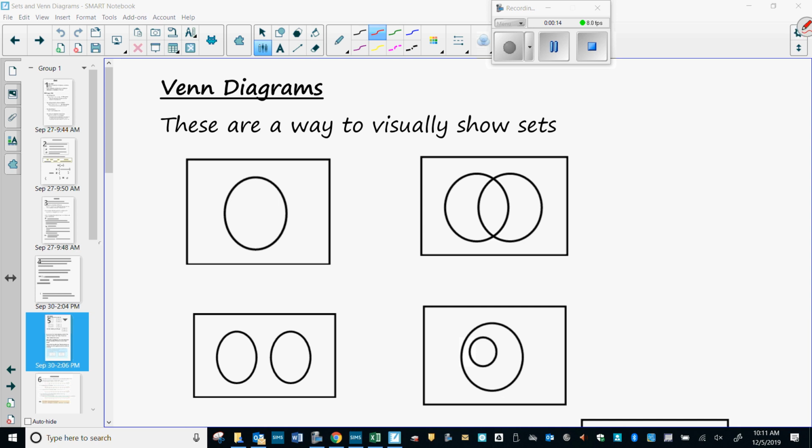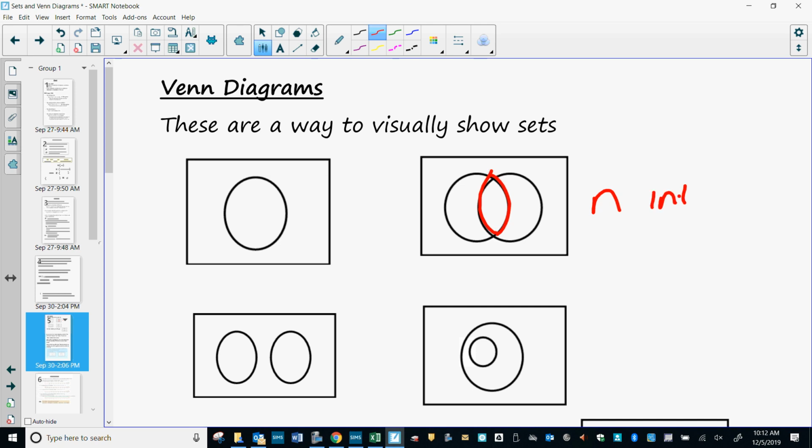You will notice that they all have a box around them, and then a number of circles inside. If there is one circle, it means it's just one set. If there are two circles, it means that there are two sets. These two circles happen to have an overlap. What did we call the overlap last time? Where the groups overlap had a special name. The symbol was ∩, yes? What did that mean? Good, the intersect. So where those two sets meet is the intersect.